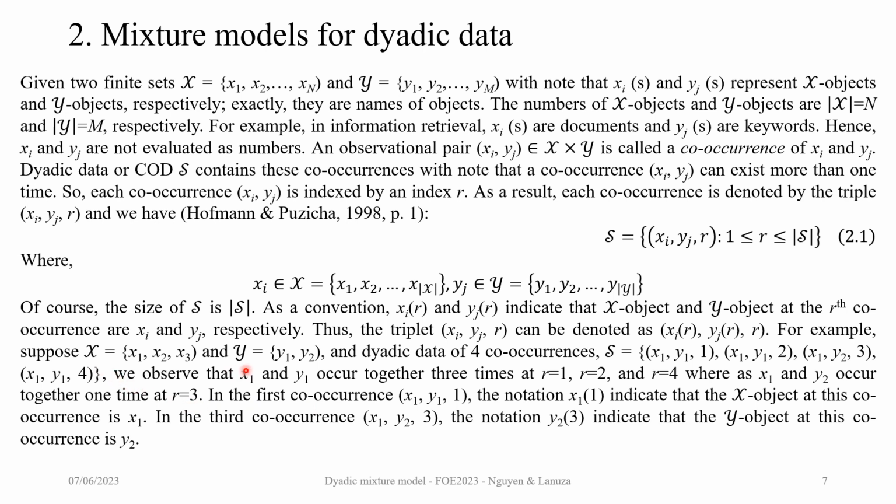For example, suppose there is a dyadic dataset of four co-occurrences. We observe that S1 and Y1 occur together 3 times, at r equal 1, 2, 4. And S1 and Y2 occur together 1 time, at r equal 3. In the first co-occurrence, the notation S_1,1 indicates that the S object at this co-occurrence is S1. In the third co-occurrence S1, Y2, 3, the notation Y_2,3 indicates that the Y object at this co-occurrence is Y2.